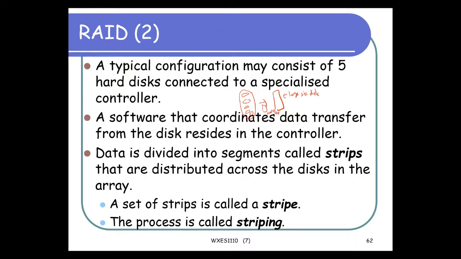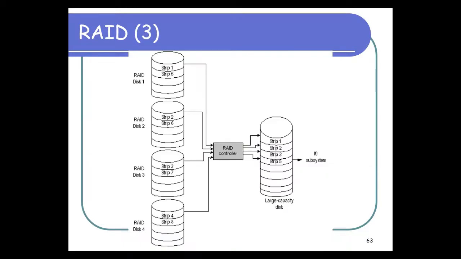Data is divided into segments called strips that are distributed across the disks in the array. A set of strips is called a stripe. Many strips make a stripe. The process is called striping, the way data is distributed across the disks in the array. So this is the sample. You have strip 1, strip 5, strip 2, strip 6, strip 3 and 7, and strip 4 and strip 8.